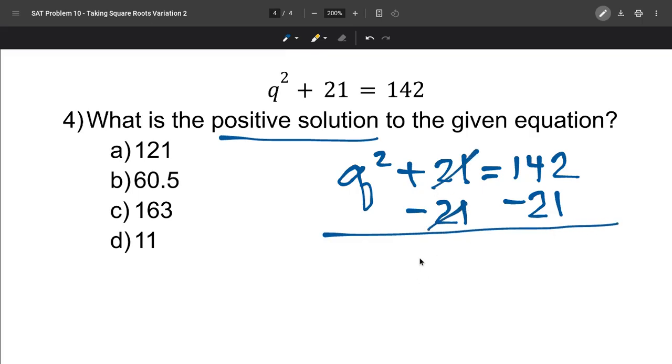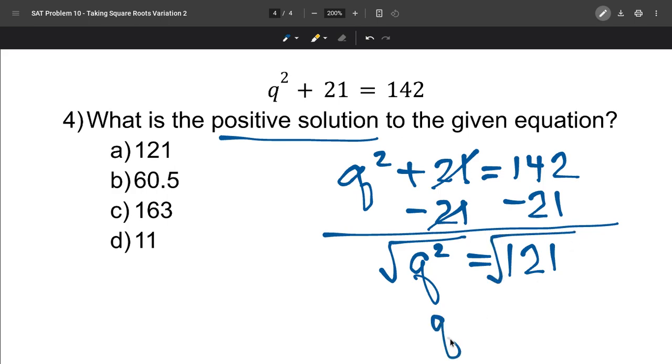These are going to cancel. We'll be left with q squared equals 142 minus 21, which is 121. So now we want just q, not q squared, so we'll take the square root of both sides. So q, if we take the positive square root of 121, that's 11. q equals 11.